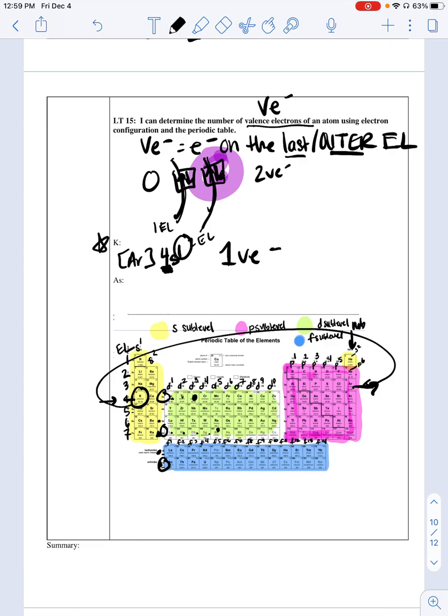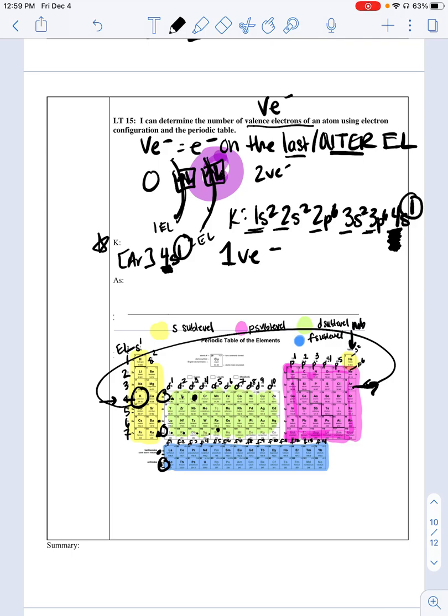Now if I would have done this longhand, 1s2, 2s2, 2p6, 3s2, 3p6, 4s1. Here you can see all the energy levels. I have a first energy level, a second energy level, still on the second, a third energy level, still on the third, and the fourth energy level. See how this is the highest or the last outer energy level, and there's only 1 electron there. So you can figure it out the long way, or you can figure it out the shorthand way.